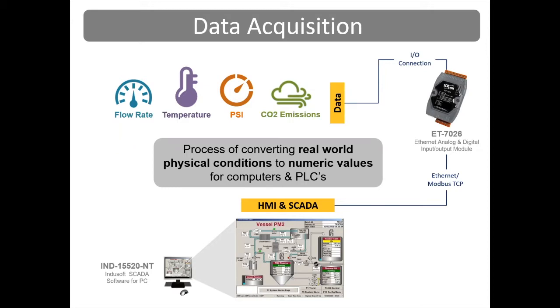ET-7026 has a terminal block that can be connected to sensors for collecting analog input information like flow rate, temperature, pressure, and carbon dioxide. The information is stored in registers that can be queried by controllers or software running on a computer. Information can be shown on a screen, and measurements can be logged in a database or CSV file with a time and date stamp.